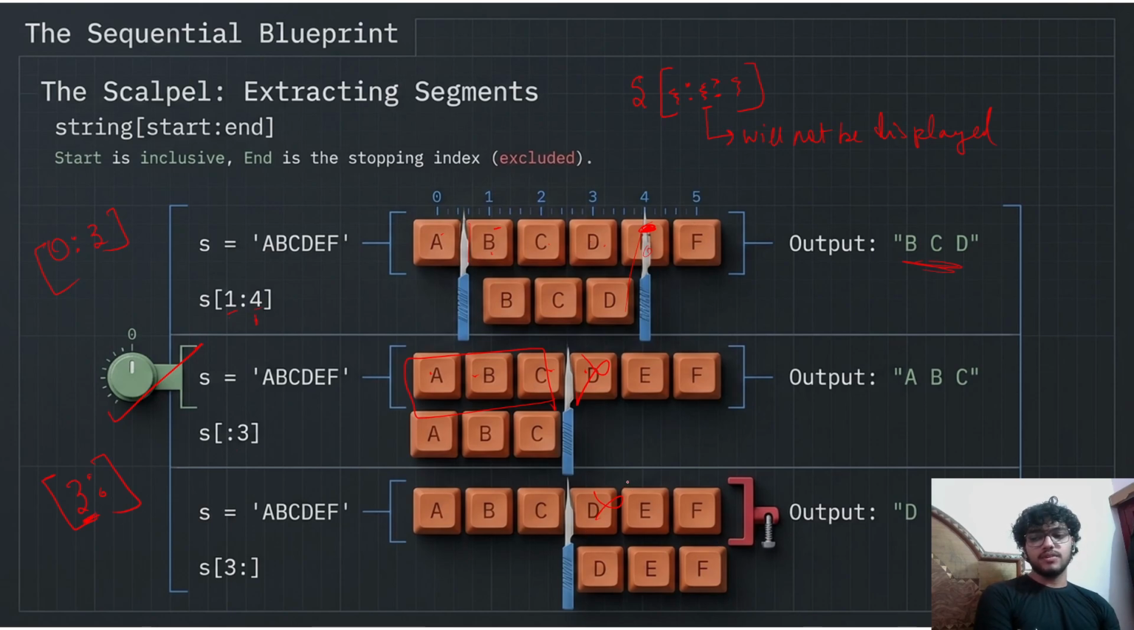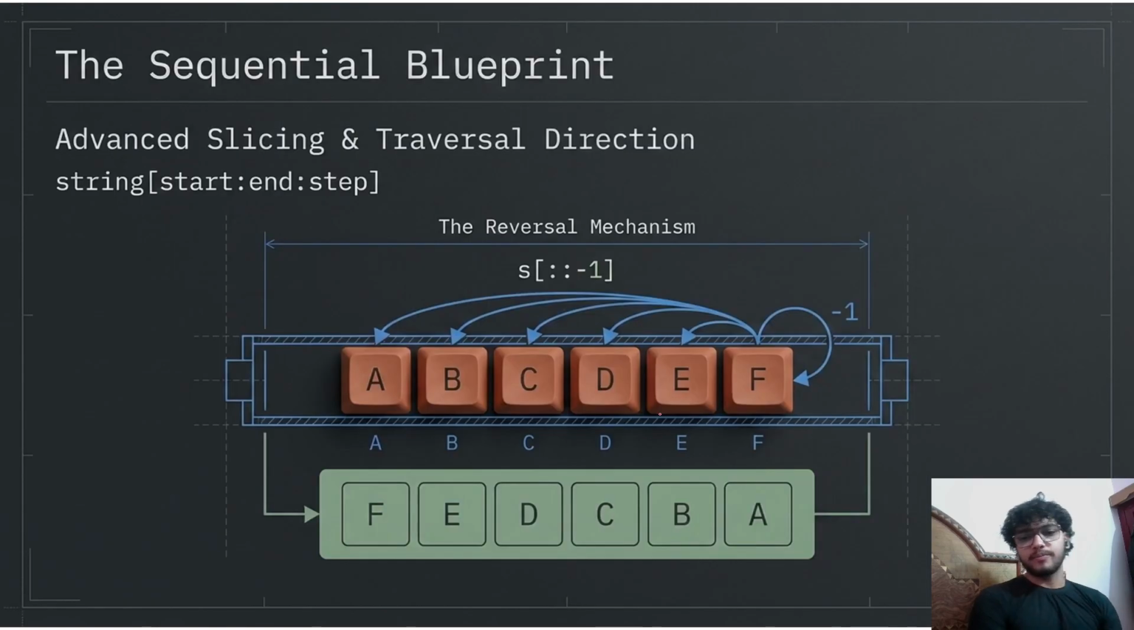Now another thing, you don't write S of 3 because it will just print D. So you have to add the colon for it to start slicing the string.